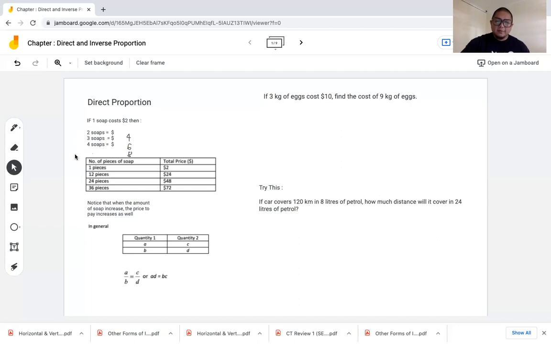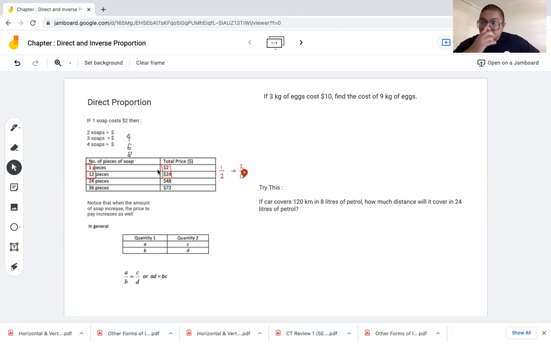All right. Now, if you're going to notice in this particular topic, we can understand that as the number of pieces of soap increase, then the total amount of the price increases as well. And if we pay more attention to the particular quantities, let's say, for example, I'm going to pick two quantities here and compare it to these two quantities, meaning to say I'm going to give 1/12 to 2/24.